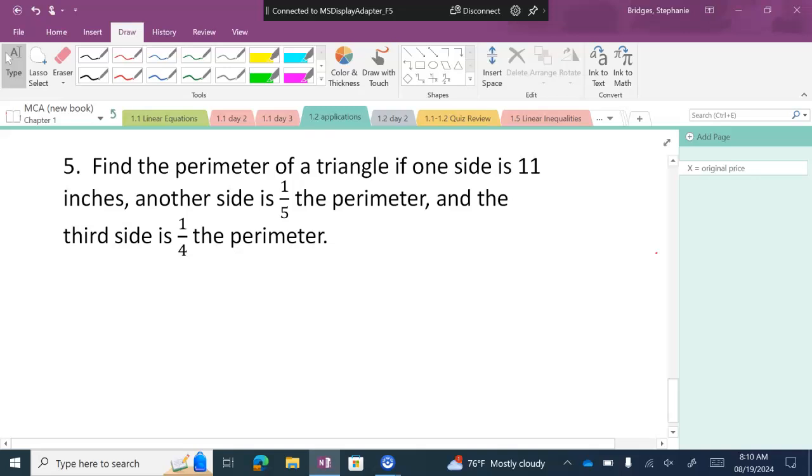Another is 1/5 the perimeter. And the third side is 1/4 of the perimeter. So what is it asking us to find? What's my X going to be? What does it say? Find the perimeter.